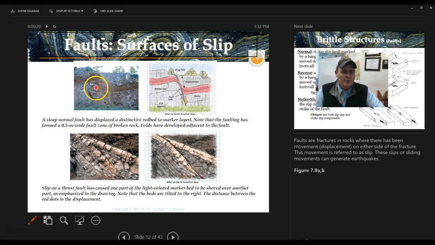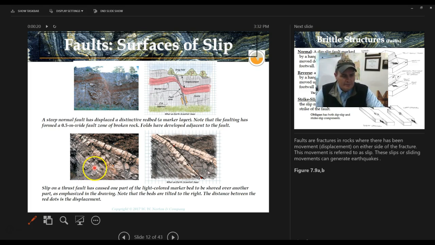You can see those examples here in this picture, where you see this block has moved down relative to this one. You can see this bed is up here, and now it's down here. So this is the actual fault surface right here. We call it the fault plane. And the displacement is the change in elevation that it's had from one bed to the other. So you can see that in that diagram here.